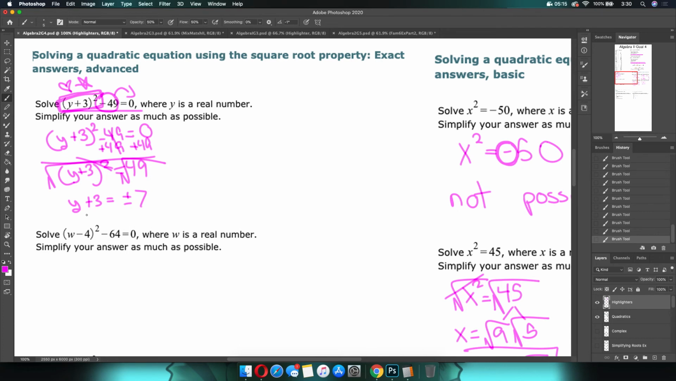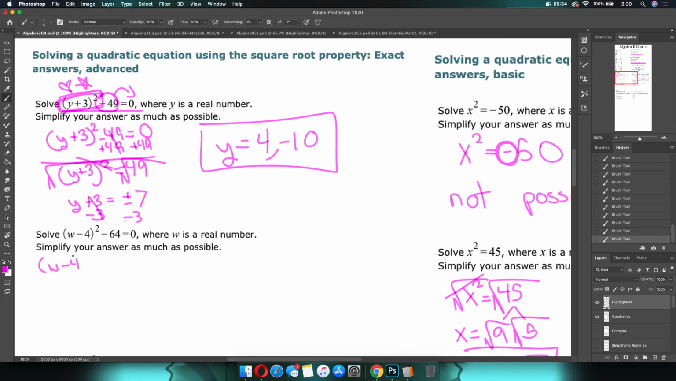So now we have minus 3 and then minus 3. So what are our numbers? 7 minus 3 is 4. Negative 7 minus 3 is negative 10. And those are our two possibilities. Okay, not so bad. What about this next one?